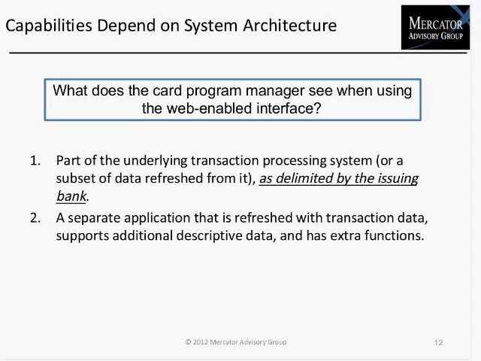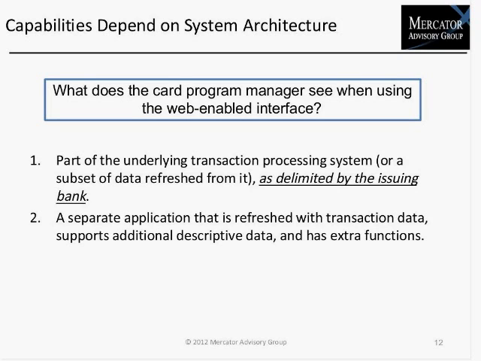There are two options. One is that what the card program manager is seeing is part of the underlying transaction processing system, or specifically a subset of data that is refreshed from that card transaction processing system. The phrase "as delimited by the issuing bank" is an important one. We'll come back to it in just a second.